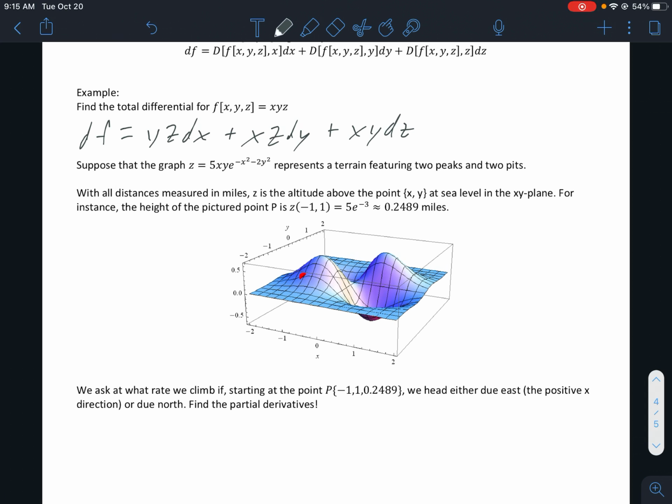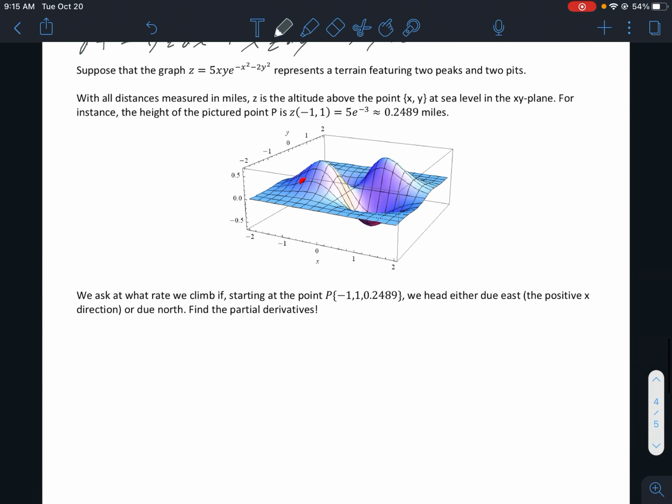Suppose the graph of z, which is represented there, represents a terrain featuring 2 peaks and 2 pits. I don't know if you could see it all in that picture, but there's a pit behind that first mountain there. With all distances measured in miles, z is the altitude above the point at sea level in the xy plane. For instance, the height of the picture point P is z of -1,1, approximately 0.2489 miles. We ask at what rate we climb if, starting at the point P, we head either due east or due north. So what we would do is find the partial derivatives of that.